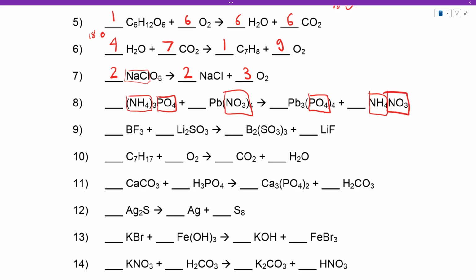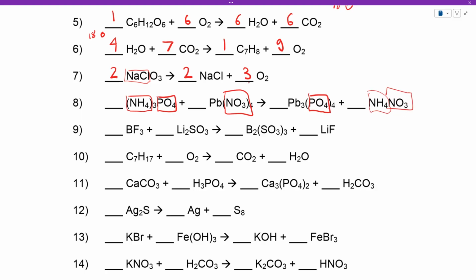So this reaction is a double displacement reaction because this and this apparently switch places. So the lead goes with the PO4 now, and the NH4 will go with the NO3. So I'll just make this easier to read for you.